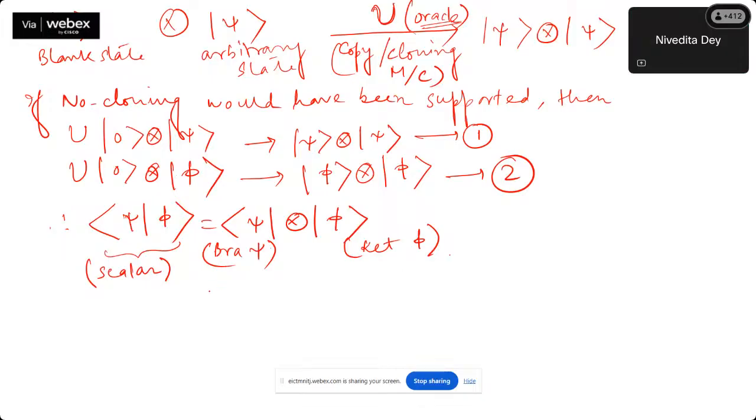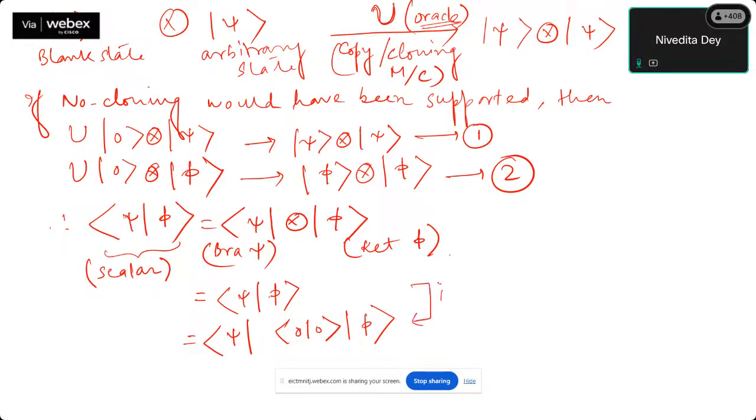Okay, so that means what was our initial one, like phi and psi, this thing. So can we write it in this way? Phi, then 0 0 we have introduced, then again a phi. Why can we do that? Because there is an identity.